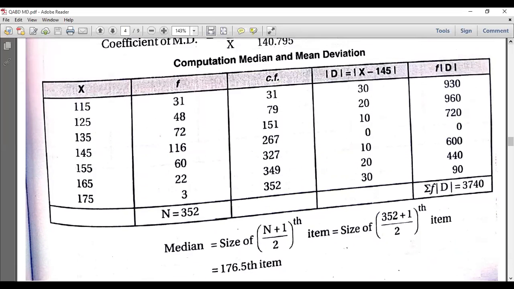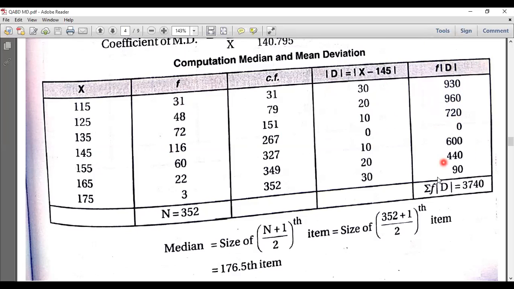So modulus of D is equal to x minus median. Median is 145. What is x? 115 minus 145, we'll get minus 30, but we are ignoring the signs here, we'll get 30. Again 125 minus 145, 20. 135 minus 145, 10. 145 minus 145, 0. So we'll get the modulus of D here. Then multiply that modulus of D with frequency. If you total that, means 31 into 30, 930.